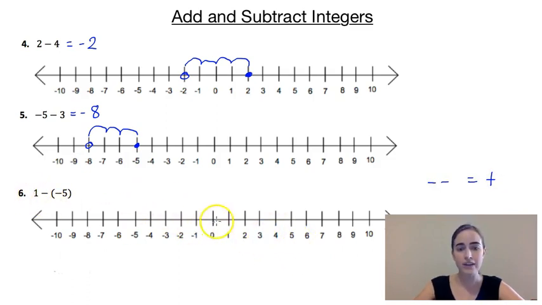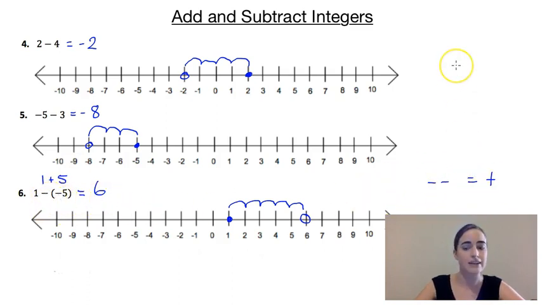So we're starting at 1 here for this question. Now normally if we were subtracting something, we'd move to the left, but because we're subtracting a negative, we're actually going to move to the right 5 places. So 1, 2, 3, 4, 5, and we'll end up at 6. So you can see that 1 minus -5 would just be the same thing as 1 plus 5, which would give us 6. So those 2 negatives right next to each other is the same as a plus.